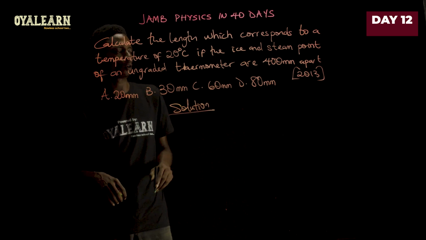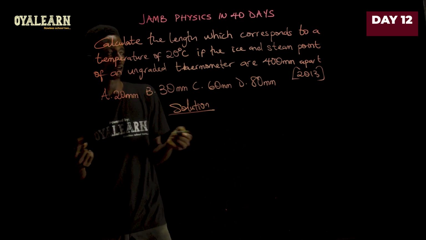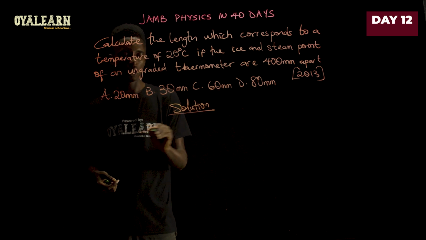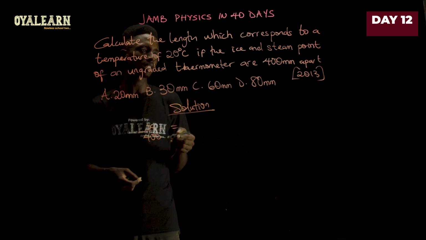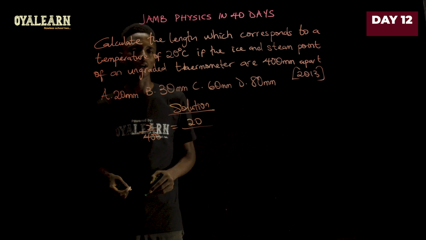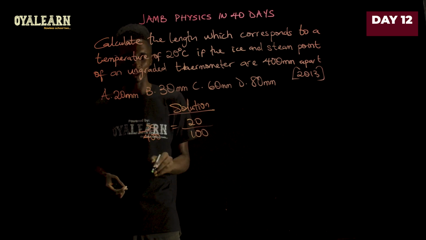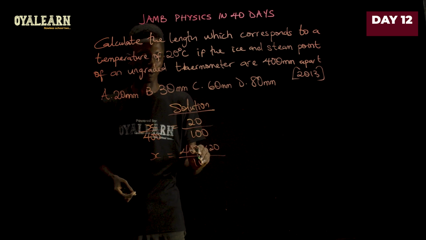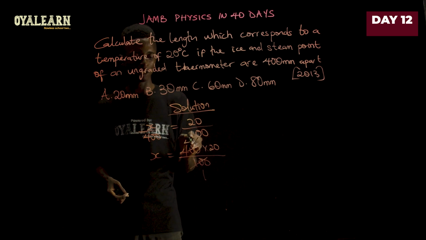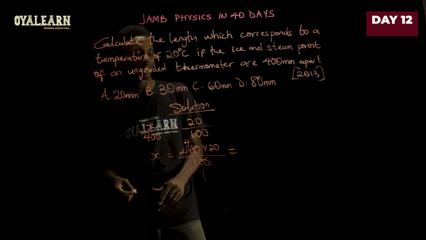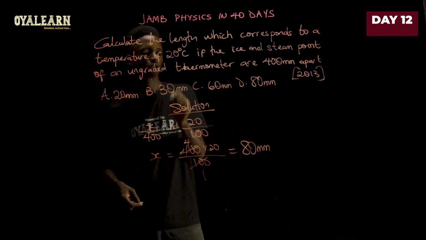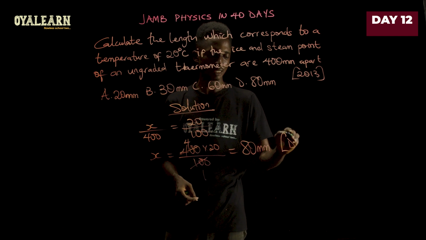So now let's solve. I'm going to keep my ice point at 0 so that I don't get any confusion when I'm solving. So the unknown temperature will then be x, and x minus 0 will give me x over 400 minus 0, which is 400, equals, now this temperature is 20, so 20 minus 0 will give me 20 over 100 minus 0, that will give me 100. So x is therefore 400 multiplied by 20 all divided by 100. So 100 goes here once, and here it goes 4 times. So what we have is 4 multiplied by 20, which will give us 80 millimeters. So the correct option here is D.